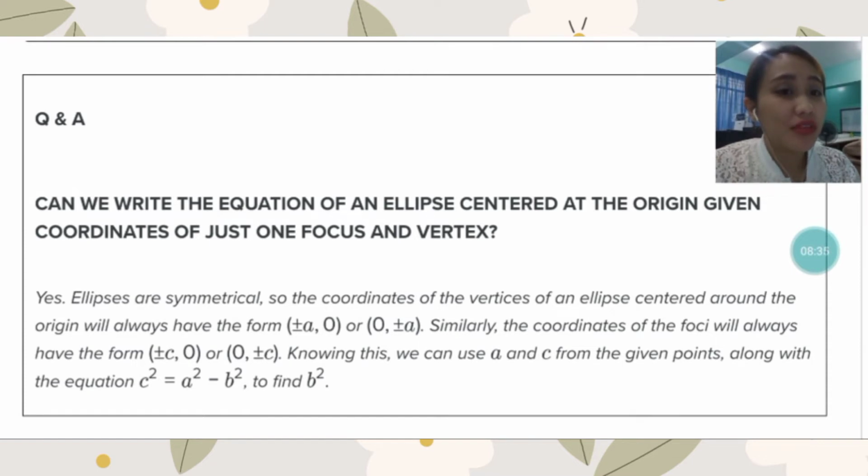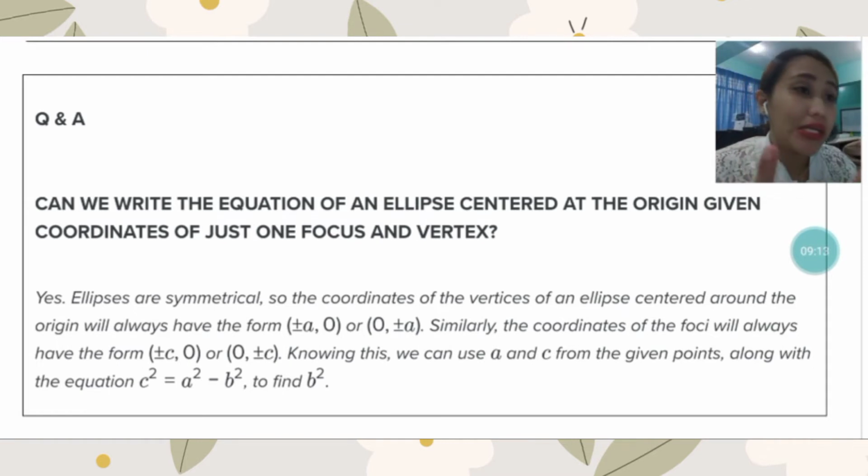Since ellipses are symmetrical, meaning whatever is on the right side is the same on the left side, the coordinates of the vertices of an ellipse centered around the origin will always have the form positive, negative a, 0, or 0, positive, negative a. Similarly, the coordinates of the foci will have the form positive, negative c, 0, or 0, positive, negative c. Knowing this, we can use a and c from the given points along with the equation c squared is equal to a squared minus b squared to find b squared.